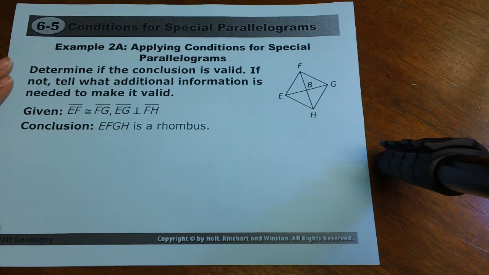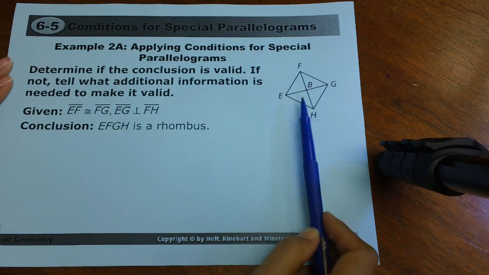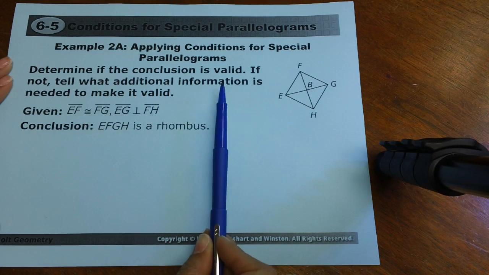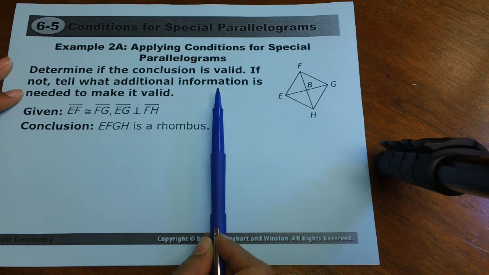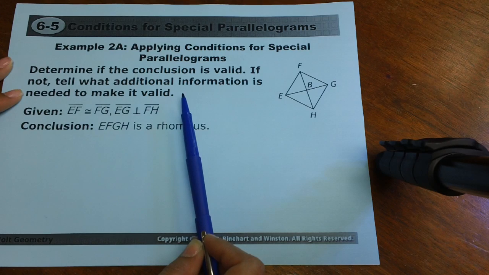Okay, I'm back. This is our second example. We're still in chapter 6, section 5. And we're given this image here. We need to determine if the conclusion is valid. If not, we need to tell what additional information is needed in order to make it valid.